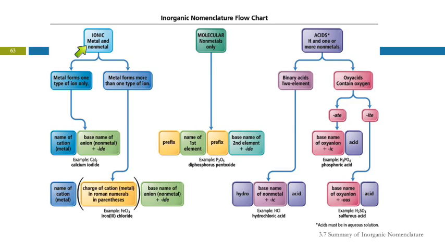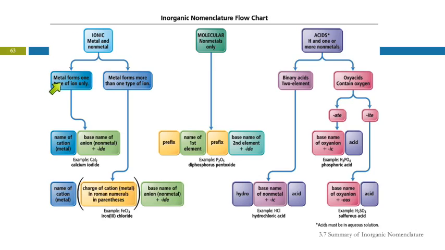Ionic compounds are going to be a metal and a nonmetal. What's the one exception you need to know? Whether it doesn't have a metal in it. If it starts with NH4, ammonium, then it's going to be ionic.